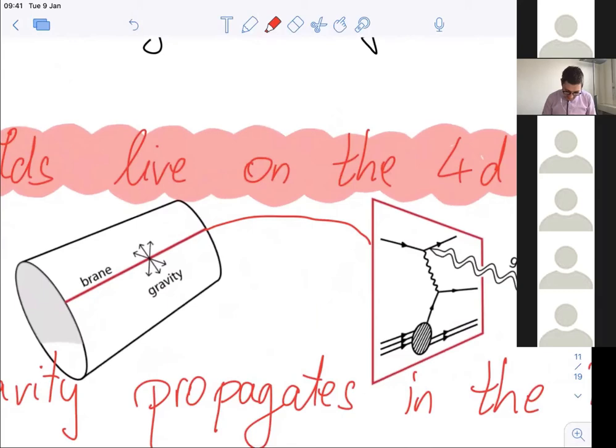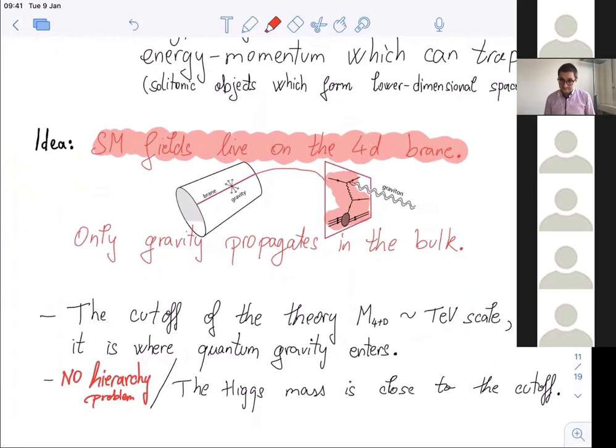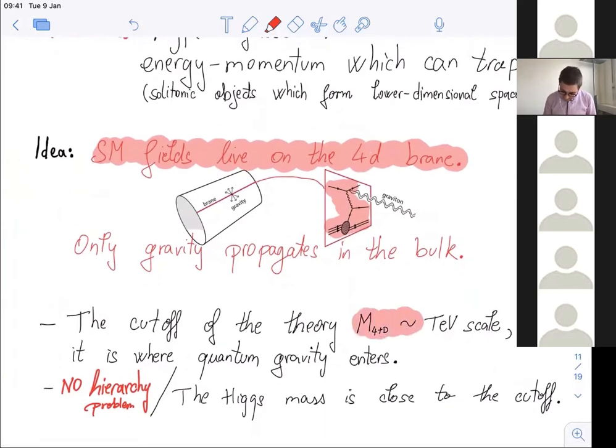For example, imagine you have a cylinder, which is this extra dimension, and just one slice of it is the brane, one brane. And on this brane, you have the usual standard model stuff, let's say QED interactions, while gravity propagates through the entire thing. The cutoff of the theory, they put at the TeV scale. And we expect to see quantum gravity at the TeV scale, the completion of gravity.